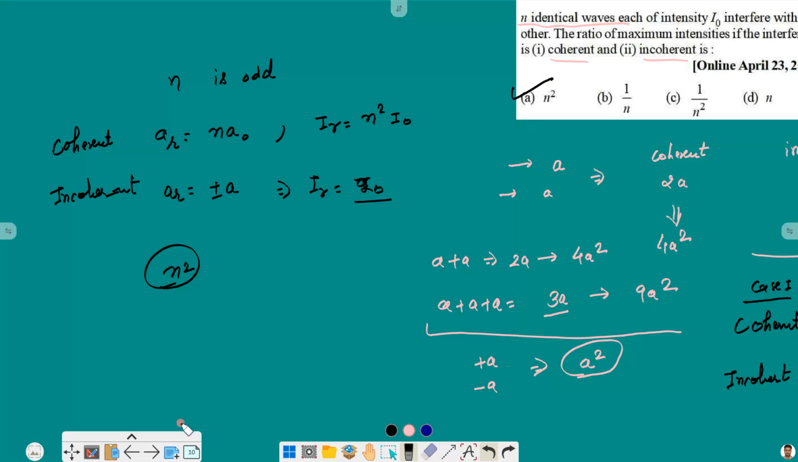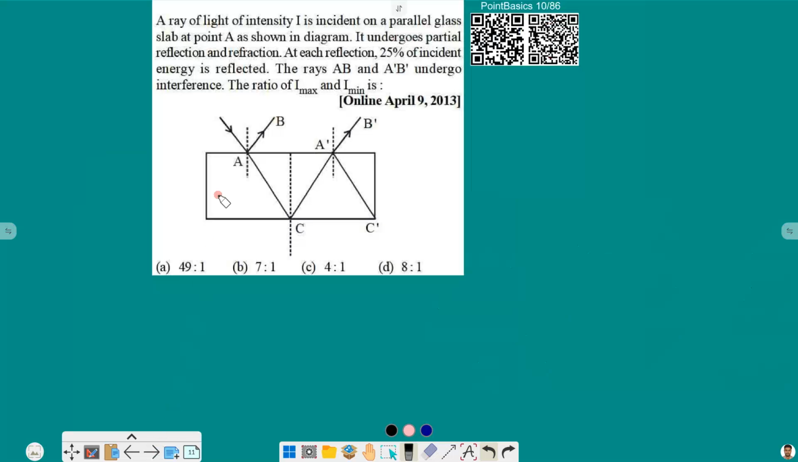So moving to the next one. A ray of light of intensity I is incident on a parallel glass slab at a point A as shown in the diagram. It undergoes partial reflection and refraction. At each reflection, 25% of the incident light is reflected. The rays AB and A'B' undergo interference. Find the ratio of I max to I minimum.